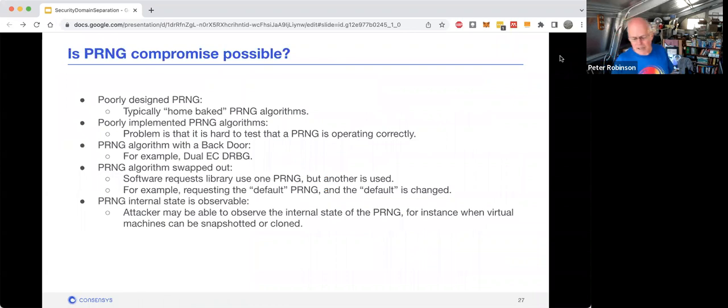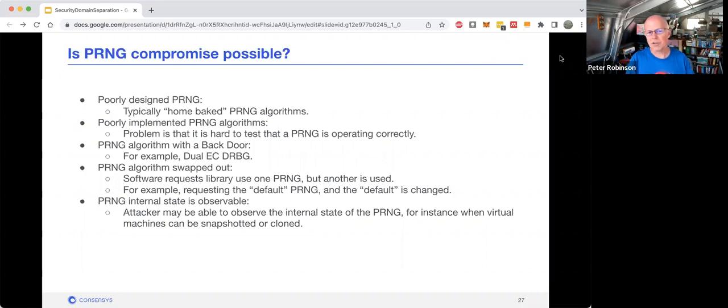And so how could PRNG compromise really happen? So you could have a poorly designed PRNG, and often people home bake their own PRNG algorithm, and that's generally a bad thing. You could have a poorly implemented algorithm, and the thing about PRNGs is it's really hard to work out when you've got a bug in one, because the output looks random. So how do you test it? You could have one with a backdoor in it, like the dual ECDRBG. As well, you could have the algorithm of the PRNG swapped out.